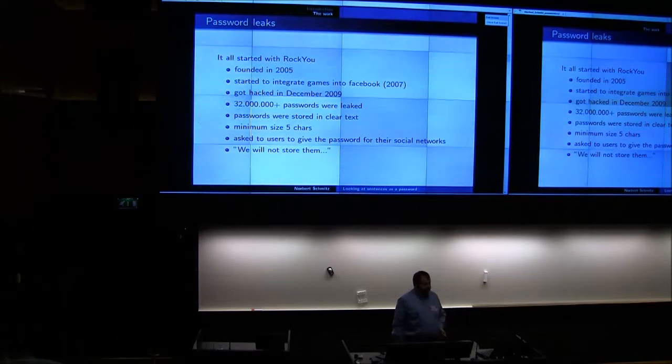We found out that the minimum requirement was a size of 5 characters. But that's not all. The users from RockYou were asked to give their passwords for social networks. For example, Facebook, MySpace, and so on. And they were told, well, we will not store them. And that was actually a lie. The passwords were stored, which makes it even more interesting for us to look at them.